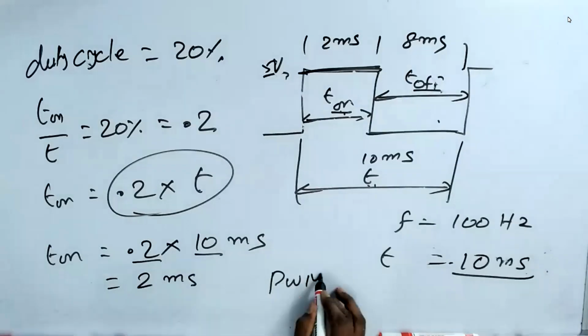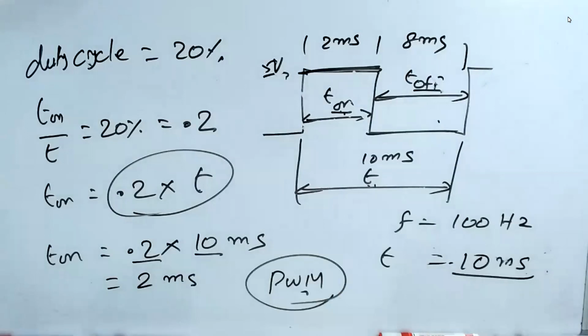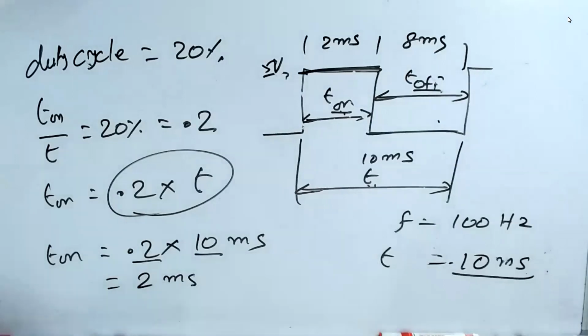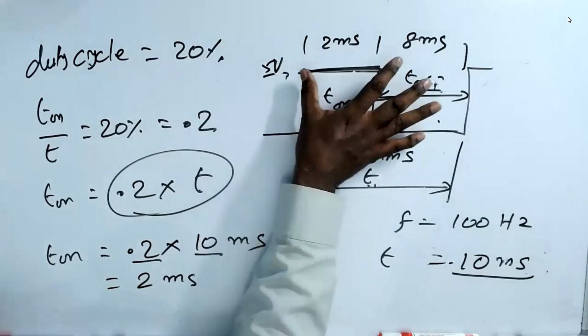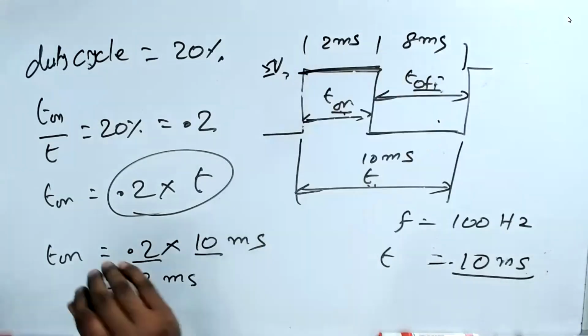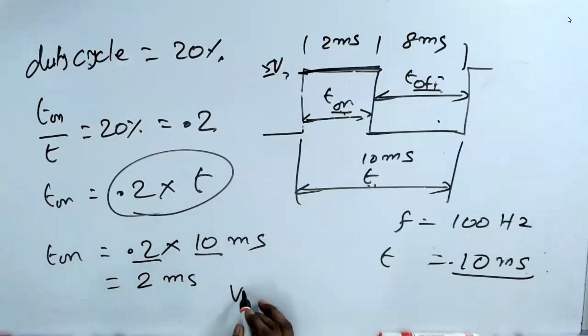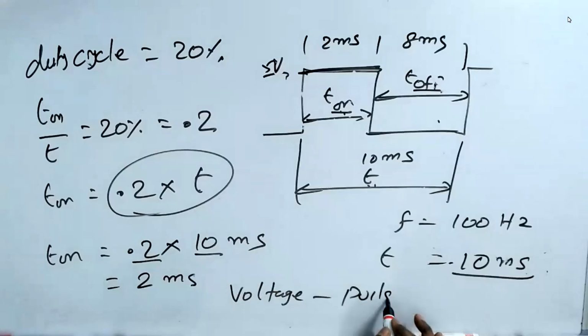Now we'll discuss what PWM is. What we discuss is a PWM. We are changing the pulse width by which we are controlling the voltage. That's why we call it that we are modulating the voltage to pulse width. That's why we call this a pulse width modulation.